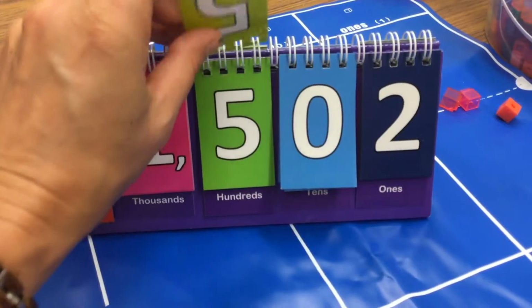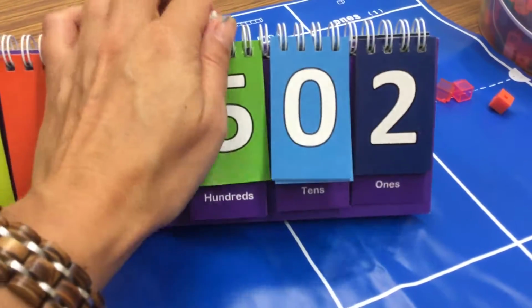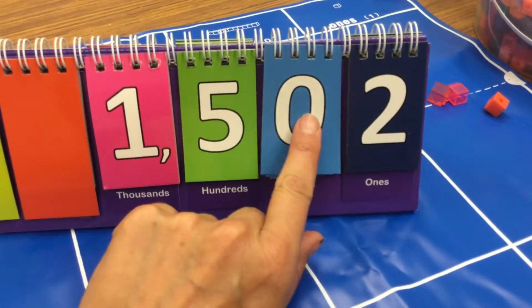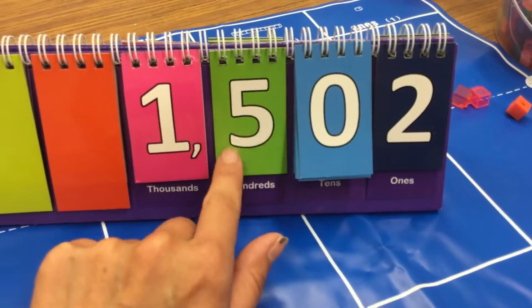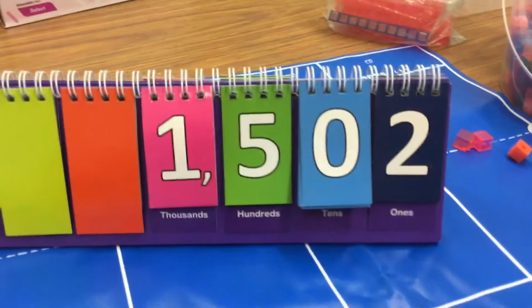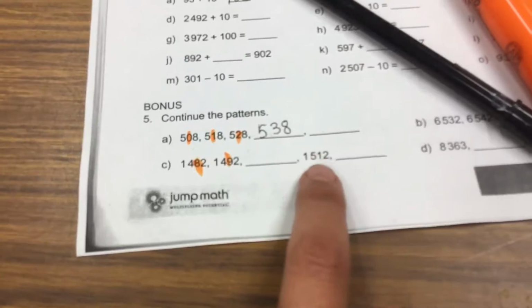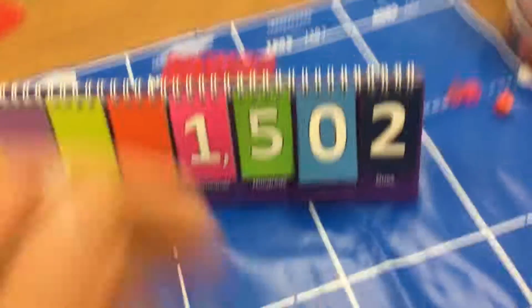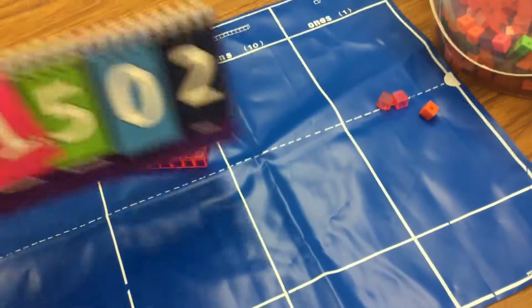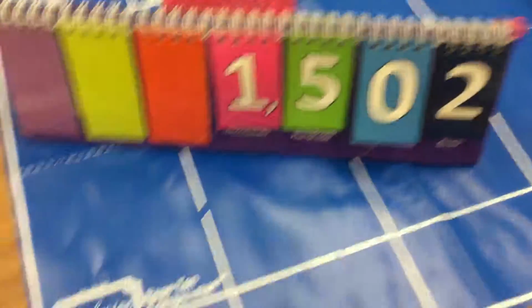Oh, but remember, that's the one that tricks you. So that means we need to go up. We need to put the hundreds up. So now it's 1,502. Write it there. And if you didn't understand, do it with your blocks, and then you'll see how it works out.